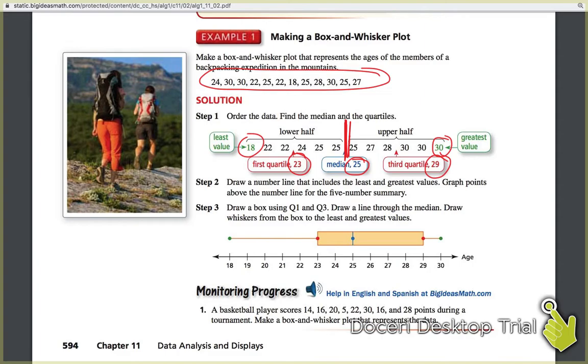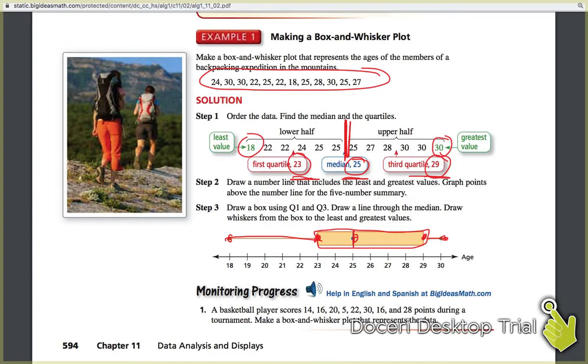So to create this, what we do first is we use our middle 3 numbers, 23, 25, 29, and on a regular number line, everything's evenly spaced. Above the line, you put your points 23, 25, 29. That is going to be the box. Those middle 3 numbers, that's the box. Then you've got your greatest value, you've got your smallest value, then you draw your whiskers out to those points. Okay, that's what we're looking at.